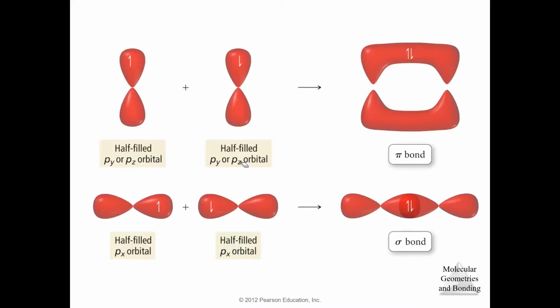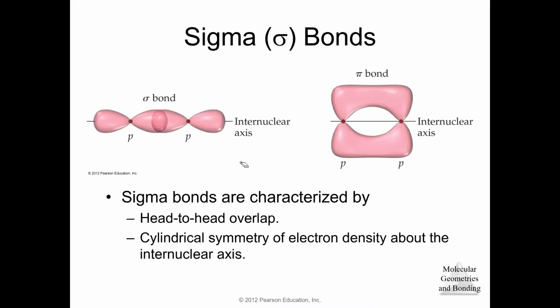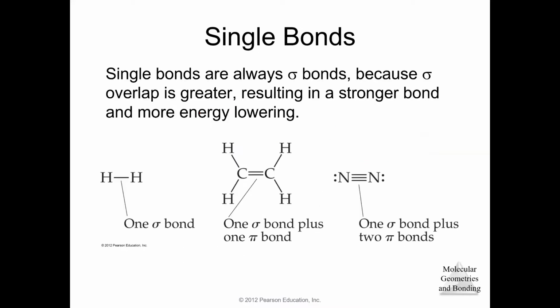And these are showing how the sigma bond and the pi bond are formed. The different sigma bonds: sigma is along the internuclear axis, and the pi bond is side to side. You look at this one, this is always sigma. This one is one sigma, one pi. This one is one sigma, two pi's.